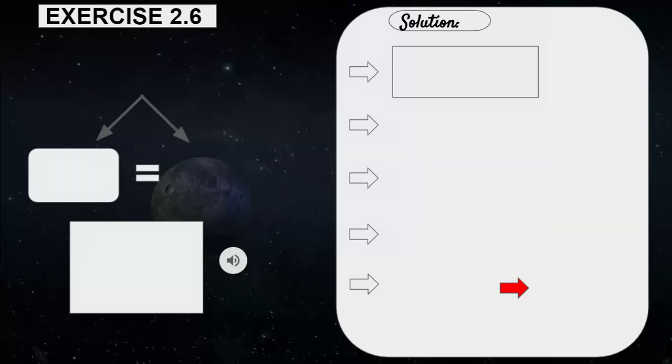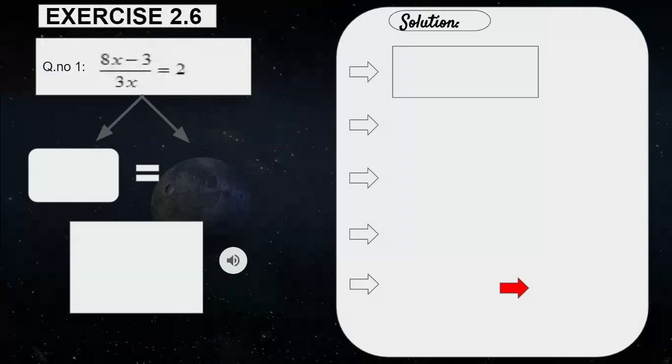See question number 1. 8x minus 3 upon 3x is equal to 2. It's not a linear equation. Why? Here in the denominator variable is there, isn't it? 3x means 3 into x. X is the variable. But we can make it as an equation. How? We can cross multiply 3x with 2. Then it will change as a linear equation in one variable.